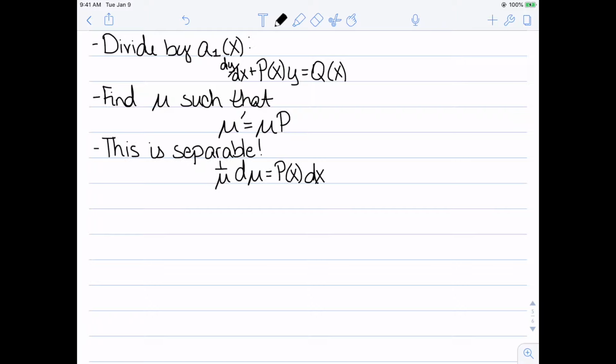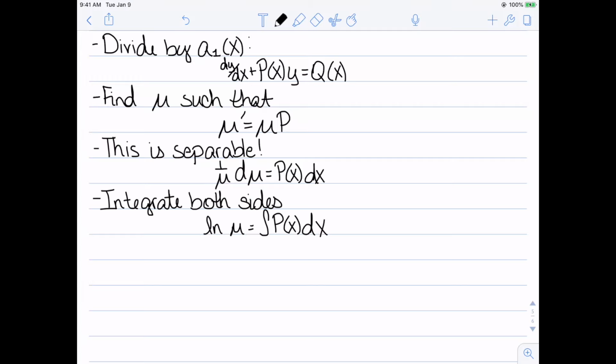And not only is that a differential equation, it is a separable differential equation. So I can rewrite mu prime as d mu over dx, multiply both sides by dx and divide both sides by mu to get it in the actual separable form. I can then integrate both sides, and once I do that, I get ln of mu equals the integral of p of x dx. I can then solve for my function mu to get that mu of x is equal to e to the integral of p of x dx. And with that, I can now start to look at solving my system.